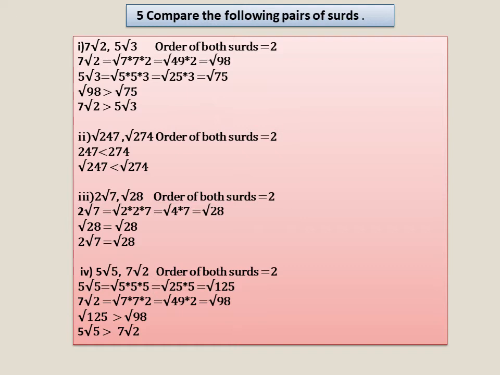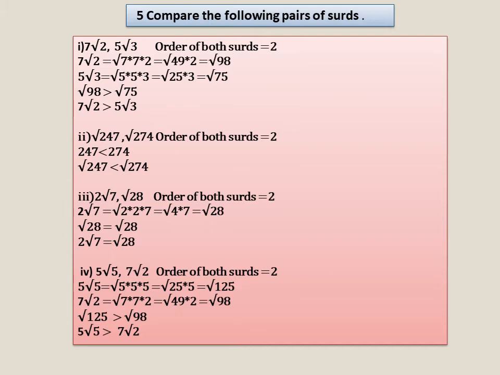Similarly, 5 root 3. Here, 5's order is 2. Then 5 comes 2 times inside. Square root of 5 into 5 into 3. Square root of 25 into 3. Square root of 75. Now, no number is outside of the square root. Now you can compare the radicand. Root 98 and root 75. Who is greater, 98 or 75? 98. Therefore, we write here square root of 98 is greater than square root of 75.